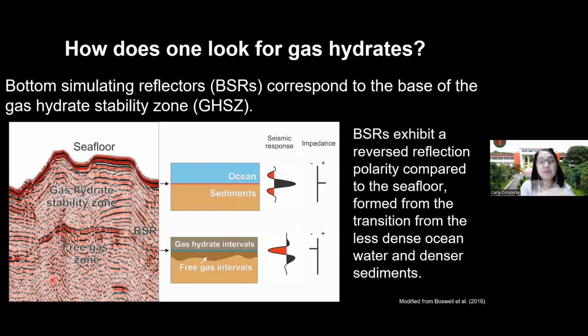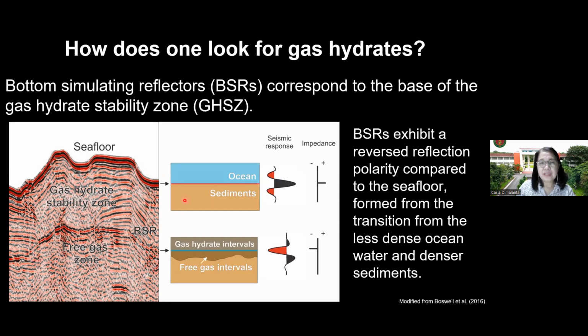So I was already mentioning BSRs earlier. Most scientists indicate that the clue to the presence of gas hydrates are BSRs. BSRs are bottom simulating reflectors. And why do we need to look for BSRs? Because this supposedly corresponds to the base of the gas hydrate stability zone, which I explained earlier. So we need to determine the base of the GHSZ, and that base of the GHSZ is delineated or defined by a BSR. So what is a BSR?